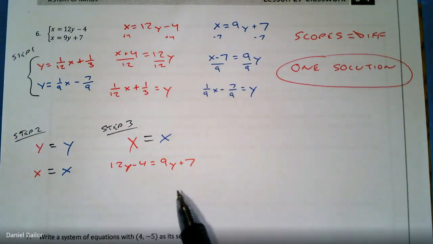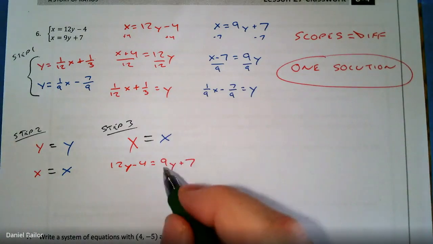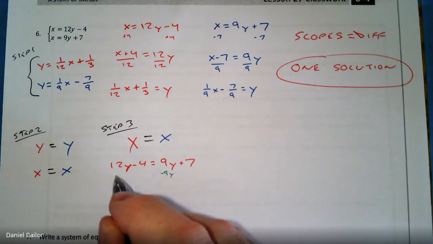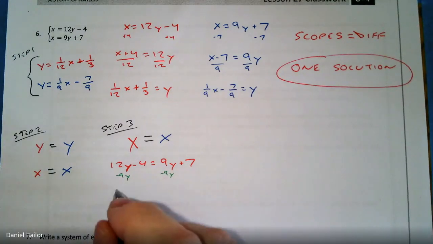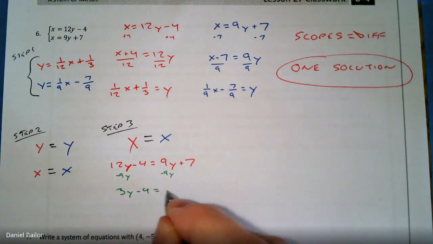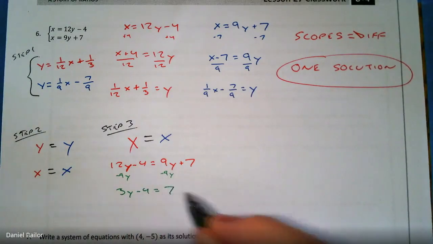So let's solve that. I'm going to use a different color because we're trying to find y right here. First thing I'm going to do is move the y's to just one side by doing minus 9y on both sides. So I get 3y minus 4 equals, well, that turns into 0, so plus 7.